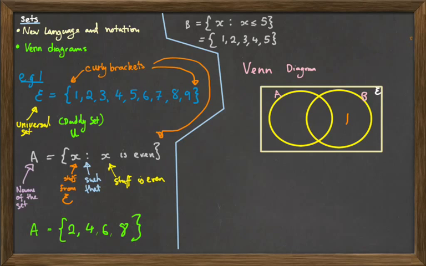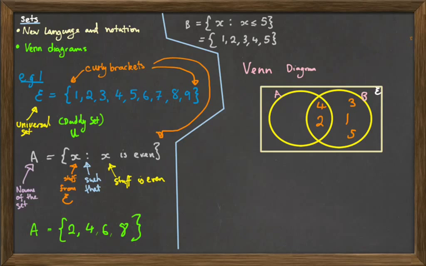So which numbers are in B? Well, let's go for the number 1. The number 1 is in B. The number 2 is in A and B, so it goes in the overlap there. The number 3 is just in B. The number 4 is in A and B. The number 5 is just in B.